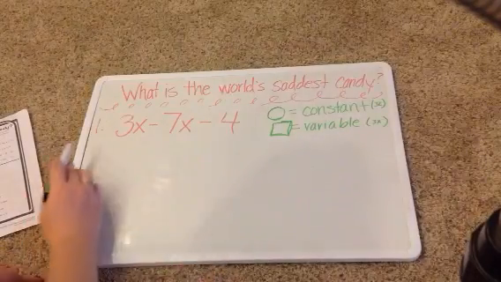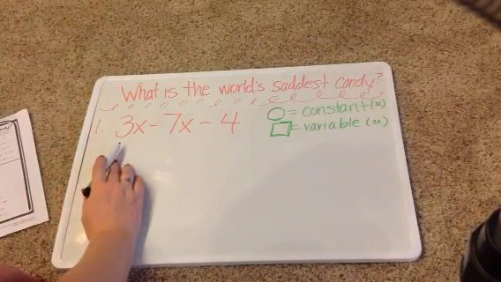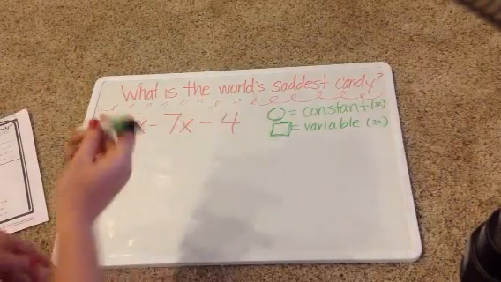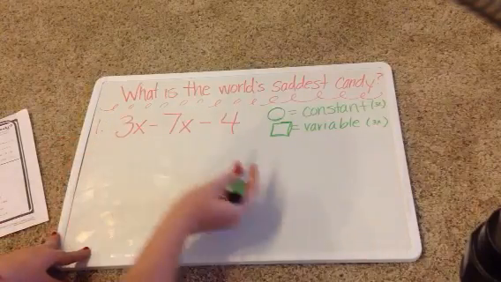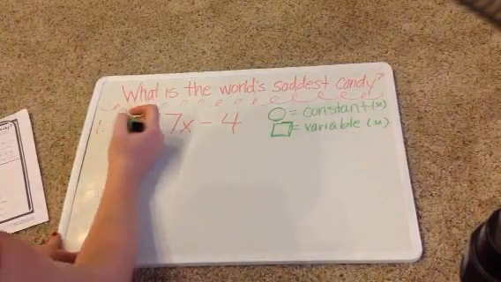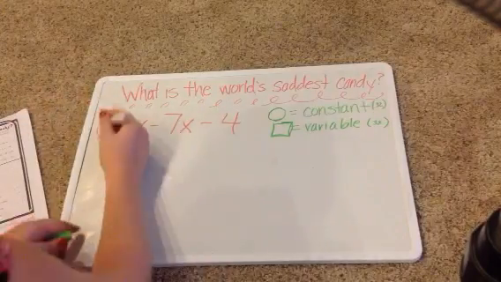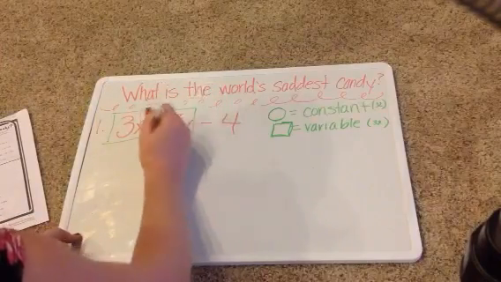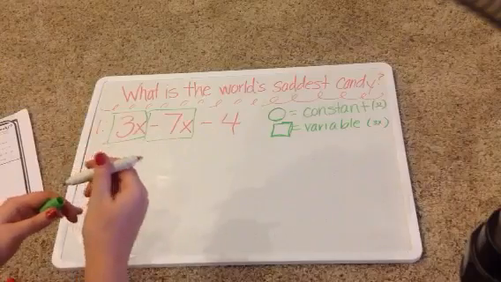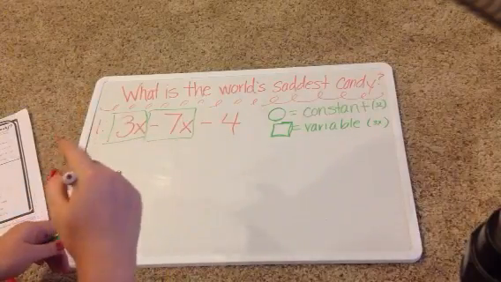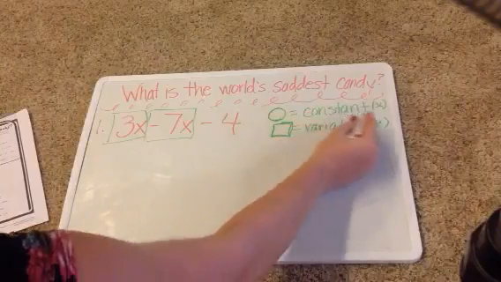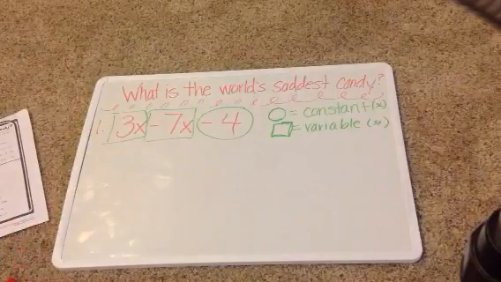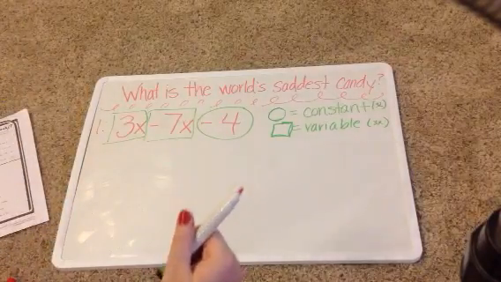So let's go ahead and get started with number 1. It's going to tell us 3x minus 7x minus 4. So let's go ahead and box and circle. So let's start with left to right. So we have a 3x, which is our variable. So we're going to go ahead and box that. Notice when I box 7x, I'm leaving the sign with it. So remember, the sign goes with the number behind it. And then we have the constant, which is -4, and we're going to keep that negative sign with it. So make sure you're boxing and circling just like I am.